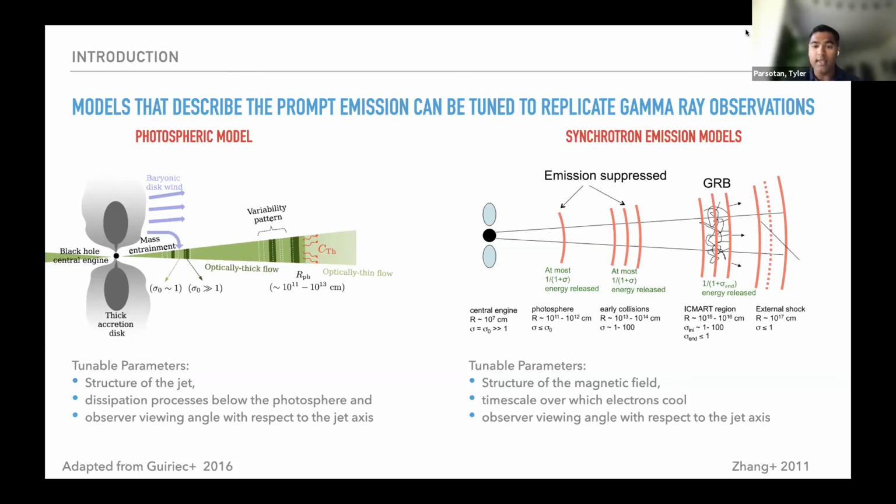Now, on the synchrotron emission side of things, I have here a figure from Zhang et al.'s paper showing their ICMART model. There are a few different tunable parameters: the structure of the magnetic field, the time scale over which electrons cool, and once again, where the observer is located with respect to the jet axis. All of these tunable parameters in each of these categories of models have allowed each set of models to replicate a number of gamma ray observations. What we need for the purpose of model selection is to further define these models and extend their range of predictiveness to other energy bands.